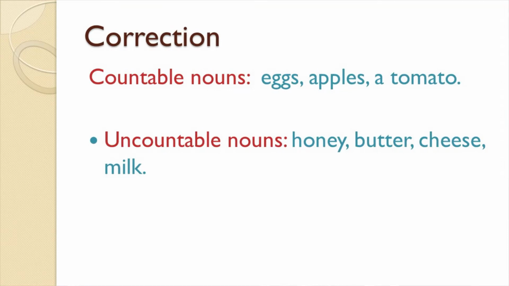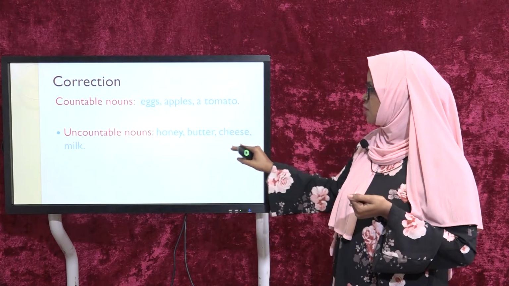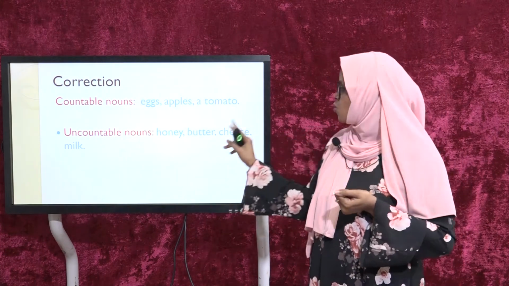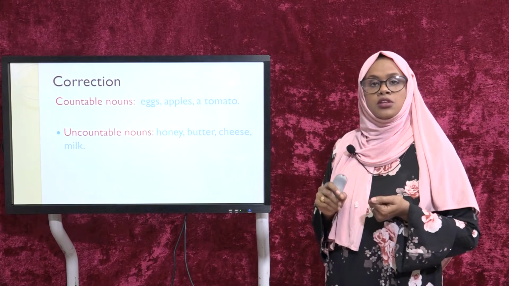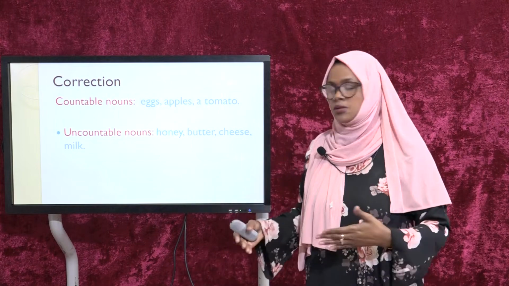So let's look at the uncountable nouns. We have honey, butter, cheese, and milk. Why are these nouns uncountable? Because we cannot put a number on it. We cannot count them.